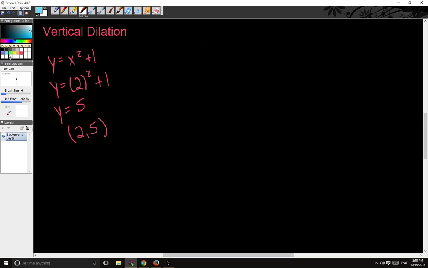Now let's vertically dilate this function by 3. To vertically dilate a function, what makes it different is we want to multiply all of our y values by some value. Let's vertically dilate by 3. Since y equals all of this, we want to multiply all of this by 3. So we just take 3 and put everything else in our function in parentheses to multiply.